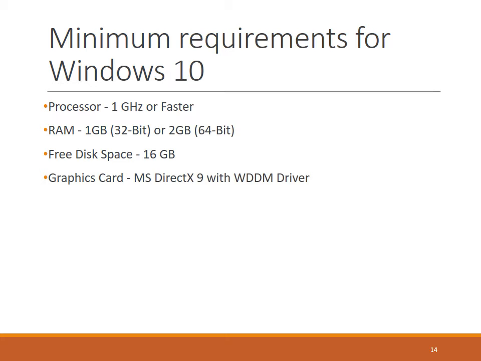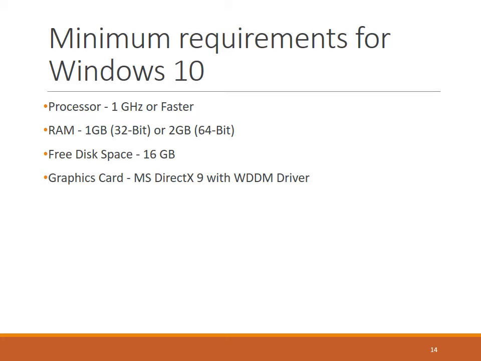So the minimum requirements for Windows 10 are the processor must be 1 gigahertz or faster, must have at least 1 gigabyte of RAM for 32-bit installations or 2 gigabytes of RAM for 64-bit installations. It must have at least 16 gigabytes of free space, and it must have a graphics card that supports Microsoft DirectX 9 with WDDM driver.